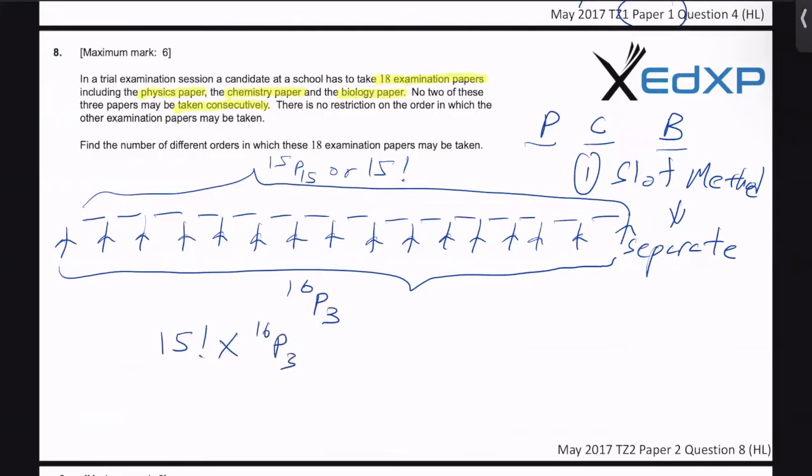Okay, since this is a paper 2, I will proceed to use my calculator. 15 factorial times 16P3, which will give me quite a large number here, 4.39. Let's leave it to 3 significant figures. 4.39 times 10 to the 15, 3SF.